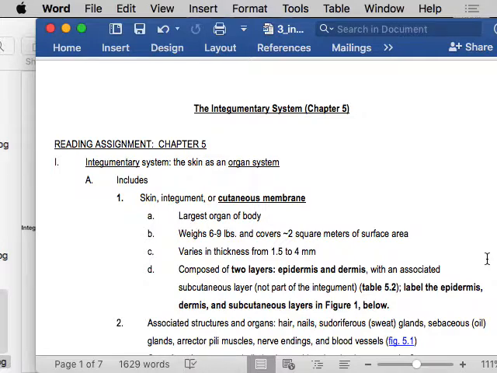It weighs between 6 and 9 pounds, depending on how big you are, and not how fat you are, because we are not talking about the subcutaneous layer or the hypodermis yet. That's actually not part of the skin. It's always taught with the skin, but it's not part of the skin. So between 6 and 9 pounds of just skin. If you're a really tall or really big person, you're going to have more skin.